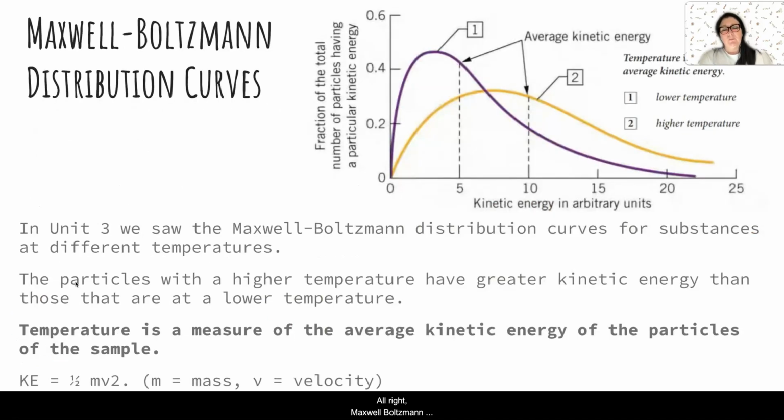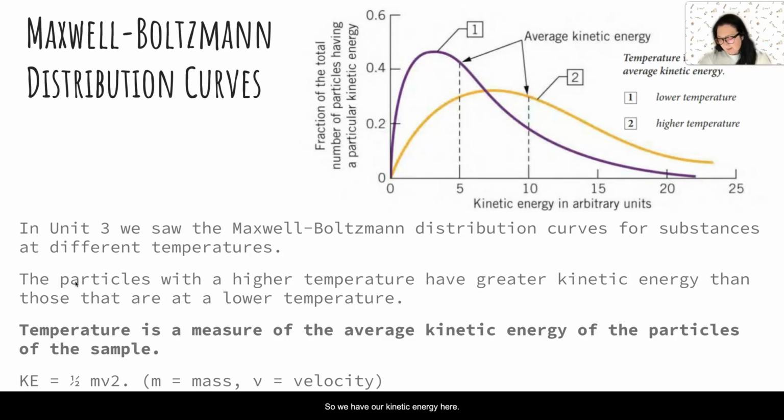All right, Maxwell-Boltzmann distribution curve. So we did this earlier in the year. It says here in Unit 3, so it probably sounds about right, when we did Maxwell-Boltzmann, the distribution curves. So pay attention to this, and this is a great review of what we've talked about already. They would ask you which one of these has a higher temperature or which one has a lower temperature. You should easily be able to do this. And you're like, I don't know, what are you talking about? Well, let's take a look at it.